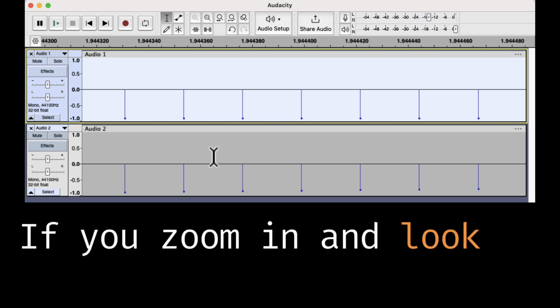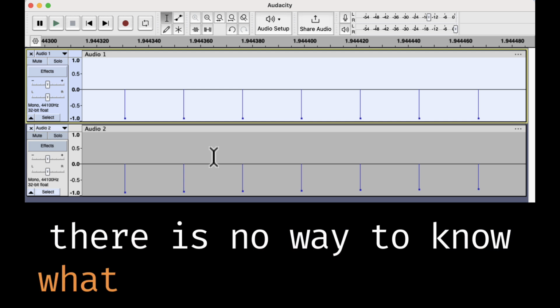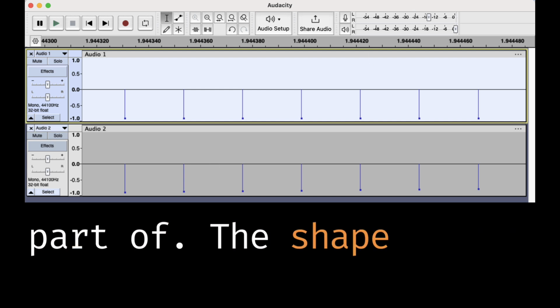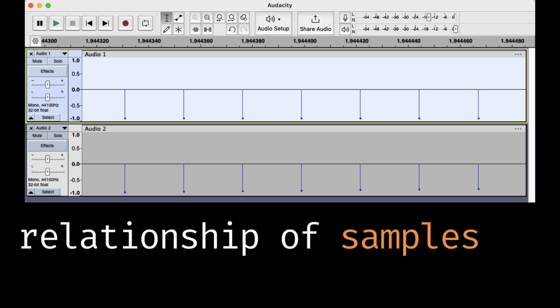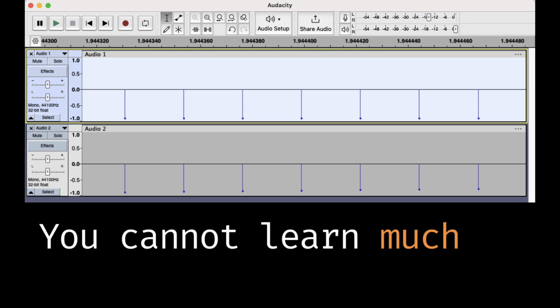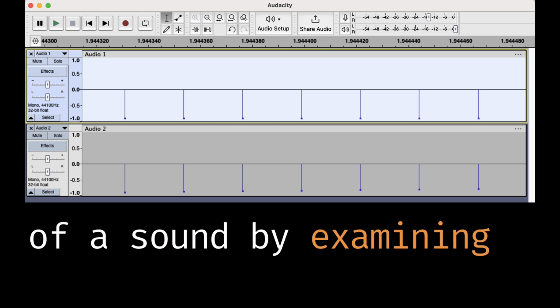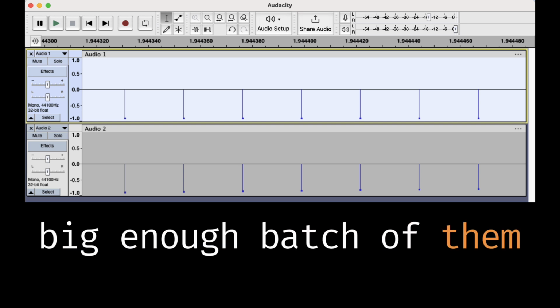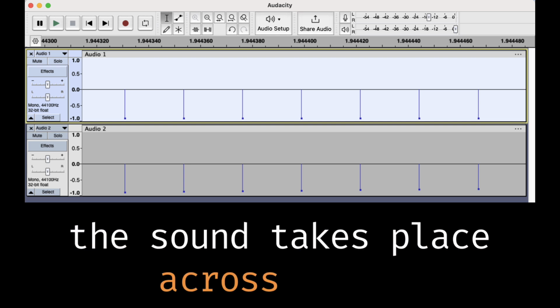If you zoom in and look at one particular sample, there is no way to know what kind of sound it is part of. The shape of a sound has to do with the relationship of samples to each other. You cannot learn much of anything about the nature of a sound by examining a single sample. You need a big enough batch of them such that you can see how the sound takes place across time.